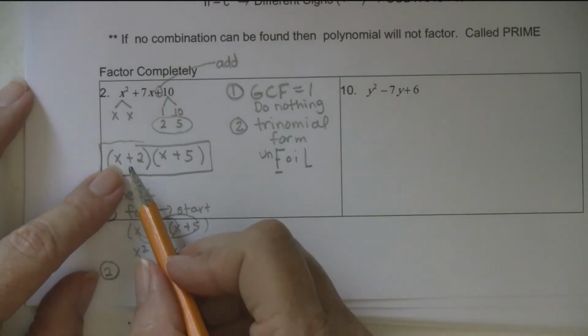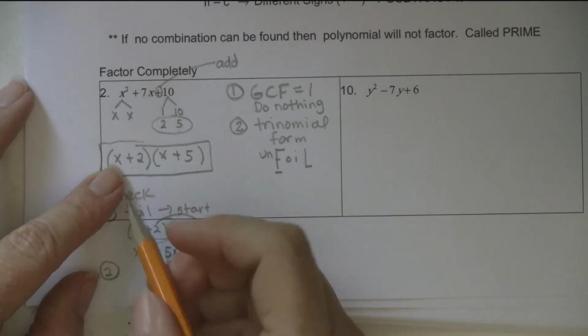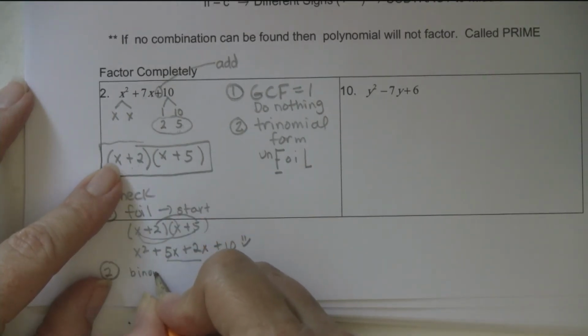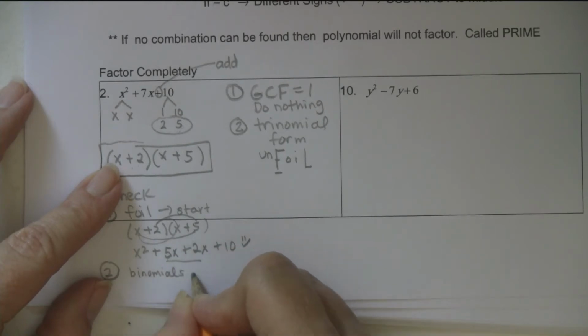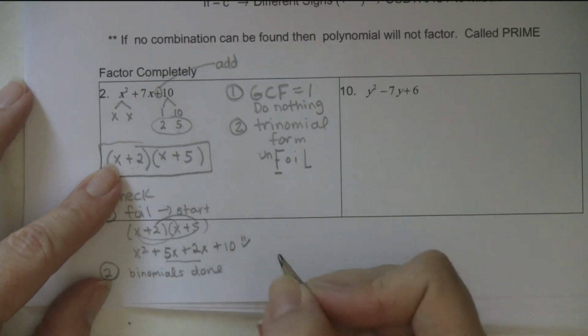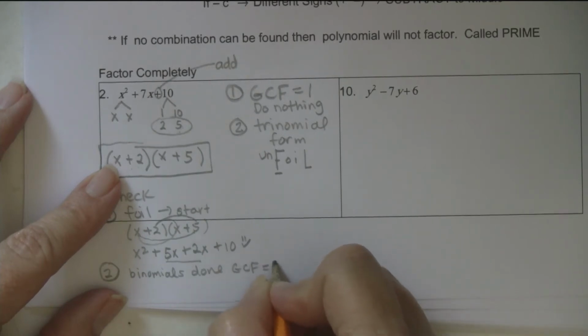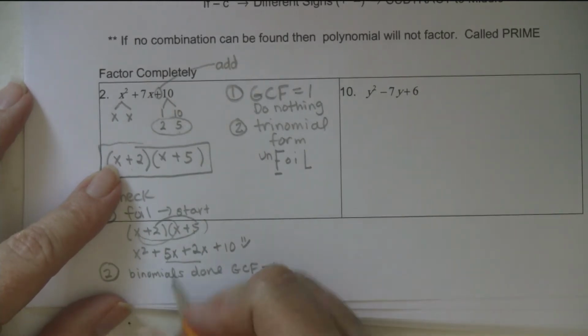And so this binomial has a greatest common factor of 1. And so with binomials, you want to check that any binomials that you have are done. And what it means to be done is that their greatest common factor is 1, right? So that's what it means when they're done.